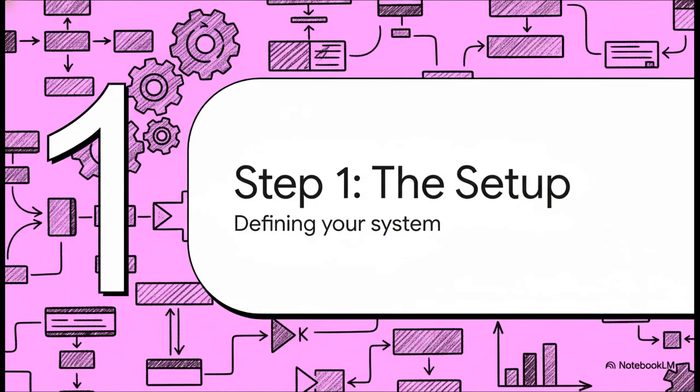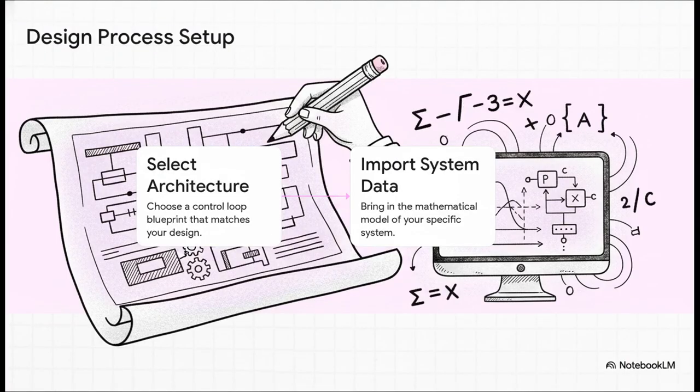Okay, so how do we actually get started with this thing? Well, the whole process kicks off with a really simple setup, where you basically just tell the tool what system you're trying to control. And it really just breaks down into two main things. First, you're going to select your control architecture. Think of it like the blueprint for your design. And then you import the specific mathematical model of the thing you're trying to control.